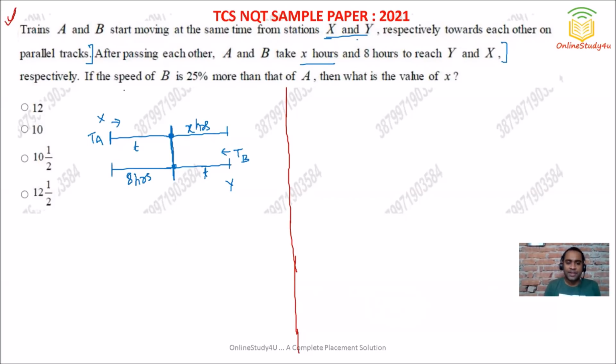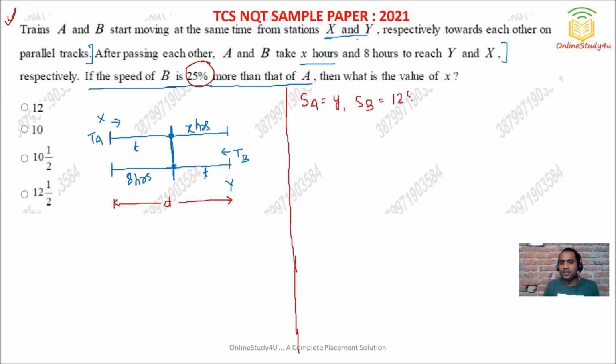Then, the speed of B is 25% more than the speed of A. Let us see what I will assume here. The distance is not given, so I will assume the distance is D, because the distance is the same. Now I am assuming the speed of A is Y. Then the speed of B is 25% more, so 125 by 100 into Y. Dividing by 25, this will become 5Y by 4. So we have the speed of A and the speed of B.